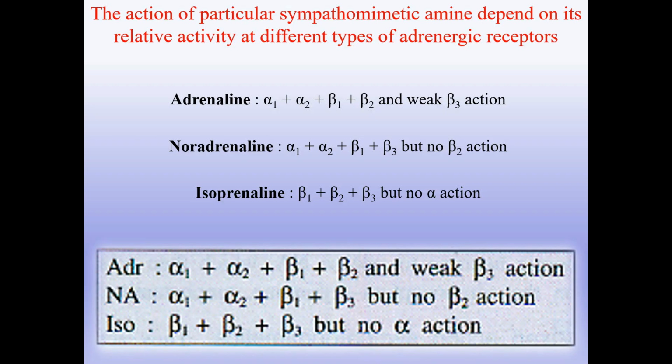The action of a particular sympathomimetic amine depends on its relative activity at different types of adrenergic receptors. Adrenaline: alpha 1 plus alpha 2, beta 1 plus beta 2, and weak beta 3 action. Noradrenaline: alpha 1 plus alpha 2 plus beta 1 plus beta 3, but no beta 2 action. Isoprenaline: beta 1 plus beta 2 plus beta 3, but no alpha action.